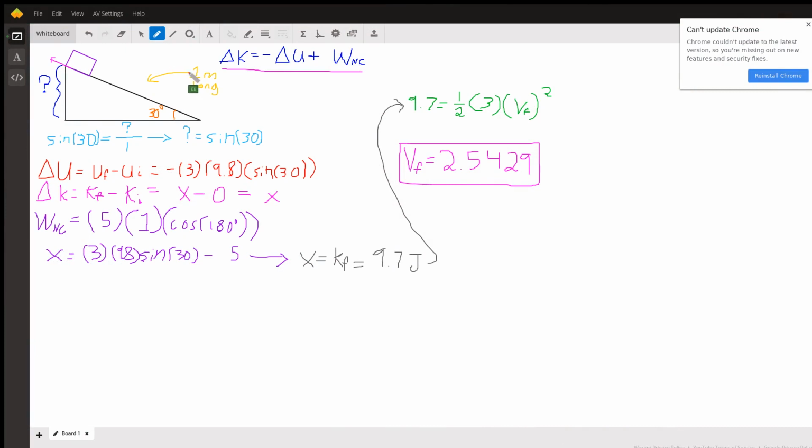So the solution to this problem, or one of the ways to solve it, there are multiple, is using this equation involving the energy principle. It says that the change in kinetic energy equals the negative change in the potential energy plus work done by non-conservative forces. And the force that we're worried about in this problem, friction, is a non-conservative force. So we can use this equation.